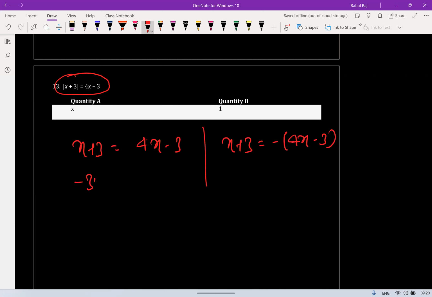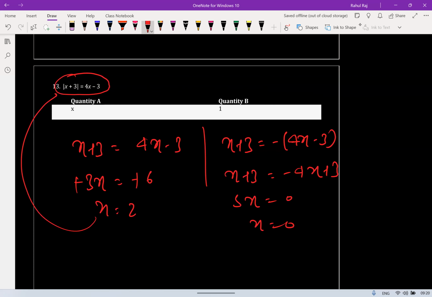So this comes negative 3x, this goes negative 6, x is equal to 2. So x plus 3 is equal to negative 4x plus 3. So it comes this side, it becomes 5x, 0, x is equal to 0. So when I put x is equal to 2, 3 plus 2, 5. Then I put x is equal to 0. So this is an invalid value. And that's the reason you have x is equal to 2, only one valid value. Here x is equal to 2, A is greater than B, so you mark answer A.